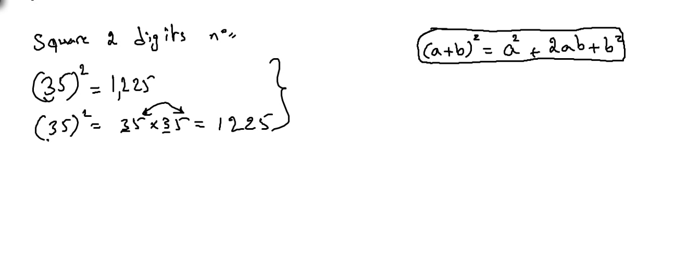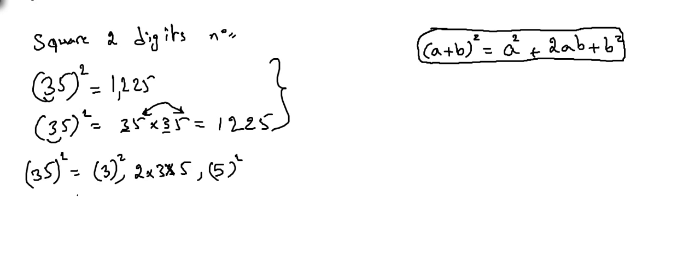Let me apply this here. Let me multiply 35 squared. Like we have (a plus b) squared, by considering 3 as a, then comma, 2 times the first times the second, so 2 times 3 times 5, comma, and we square the 5. It's a place: ones, tens, hundreds.